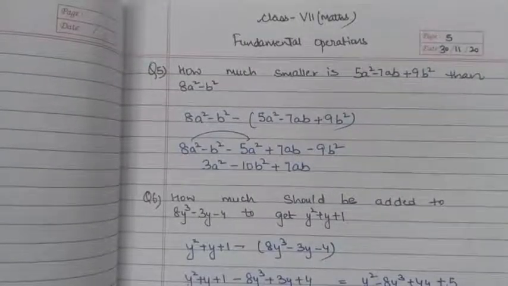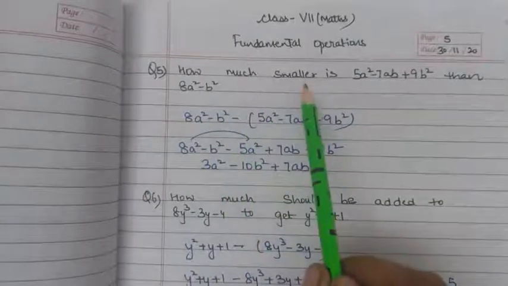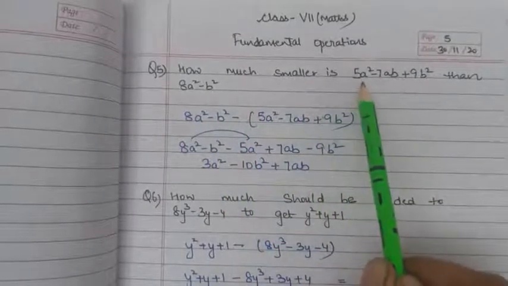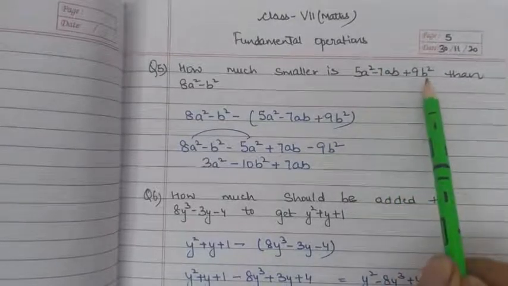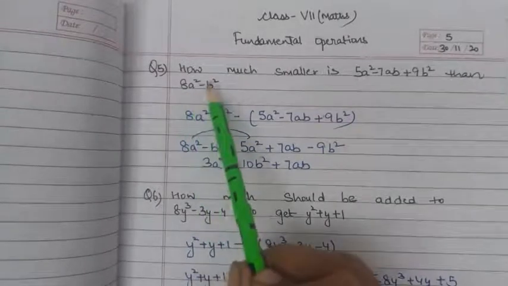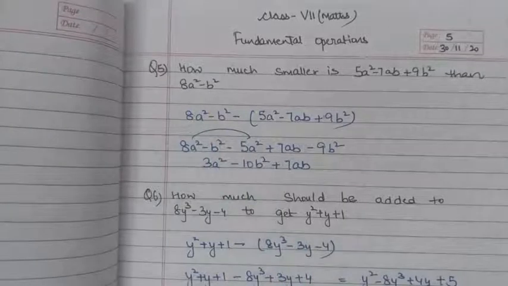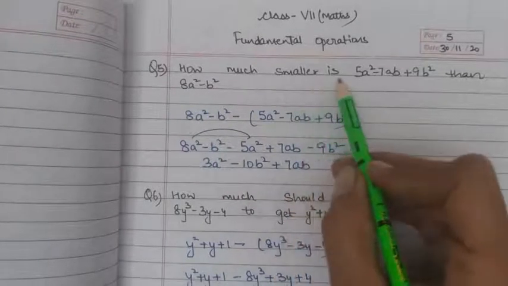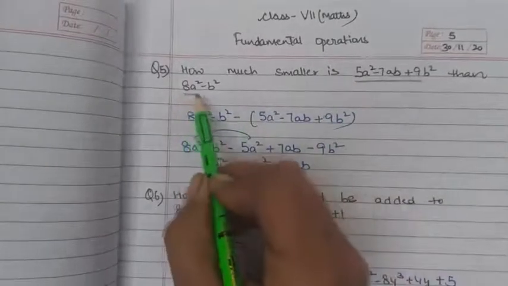Now the next question is, how much smaller is 5a square minus 7ab plus 9b square than 8a square minus b square? Now students, we have to tell how much smaller is this term than this term.